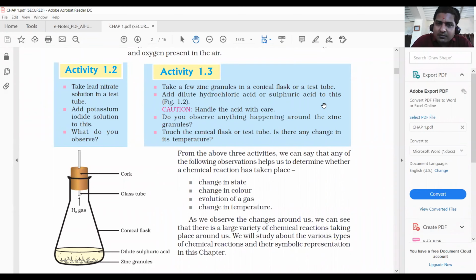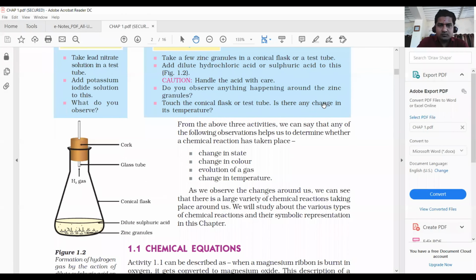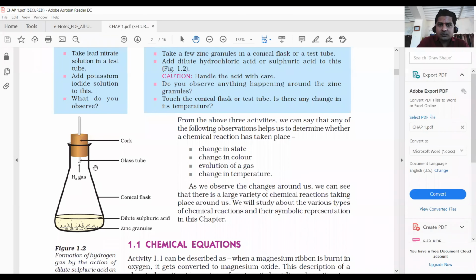Take a few zinc granules in a conical flask or a test tube, and add dilute hydrochloric acid or sulfuric acid to this. We can see it in our figure.